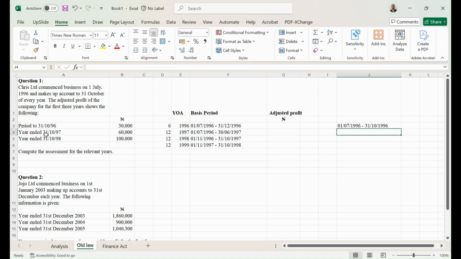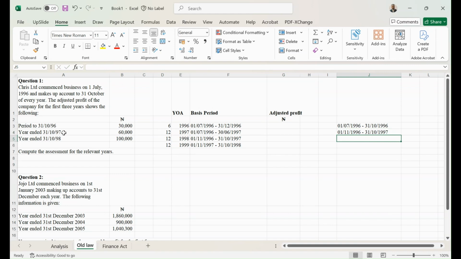Then the next one says year ended. Year ended usually means a 12-month period, and that will start on the first day after the last year end. So which is going to be 01 11 1996, and end at the year ended date, so I'm just rewriting what this means, breaking it down. So it's going to be 31st October 1997. Okay, so that's the meaning of year ended.